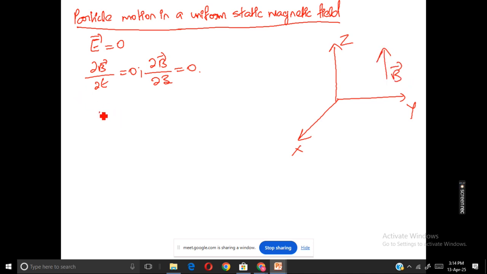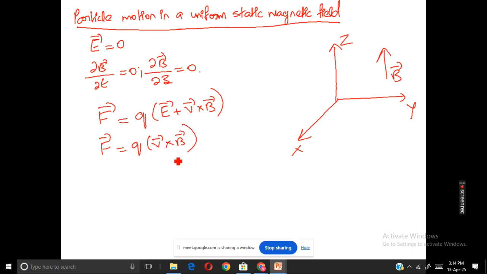In this case, we look at the Lorentz force, which is given by Q into E plus V cross B. The force that is acting on the particle will be F is equal to Q into V cross B. So F is perpendicular to the direction of V and B. Since it is a cross product, the direction of F will be perpendicular to the direction of V and B.